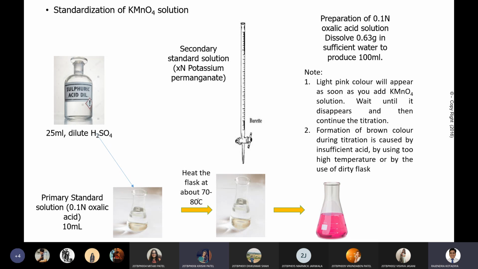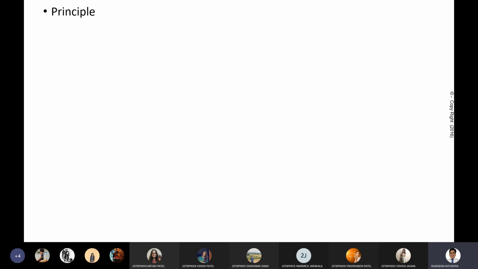Why is KMnO4 a self-indicator? Yes, in most titrations, KMnO4 acts as a self-indicator, so that it shows the color change by itself. So that is the standardization process. Now just focus on this principle part. This is very important.